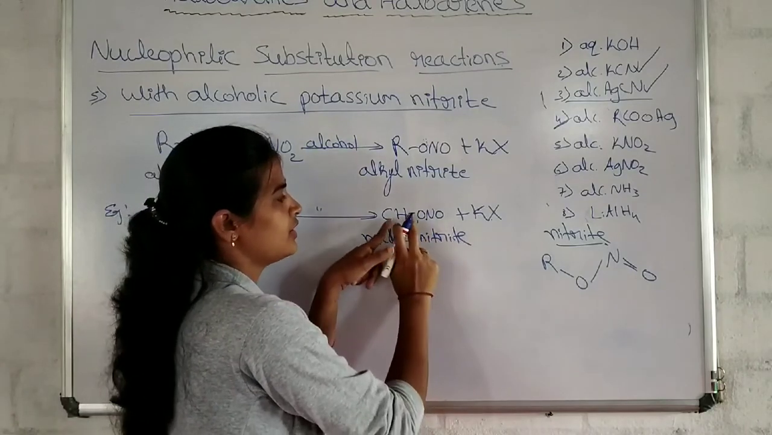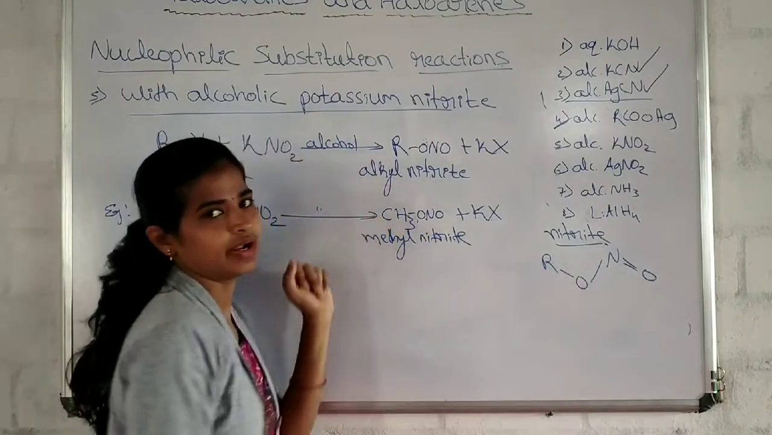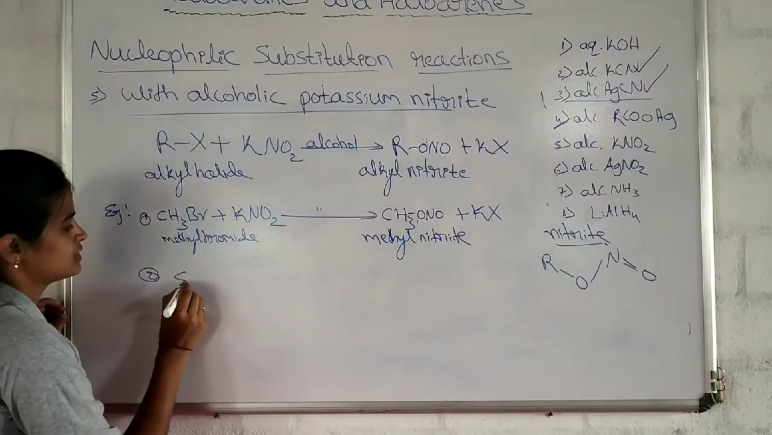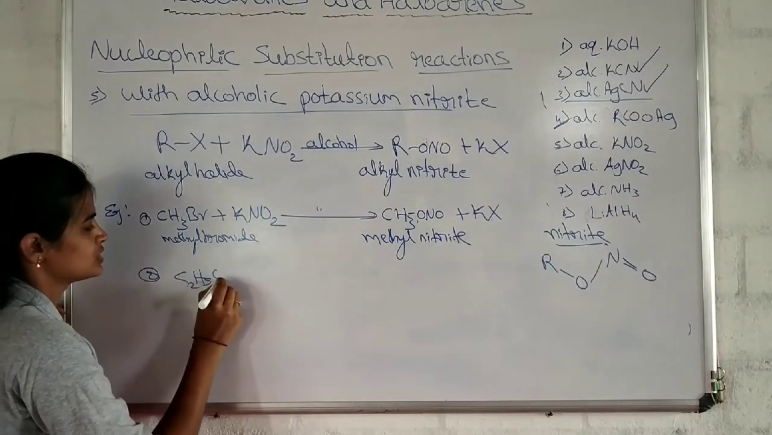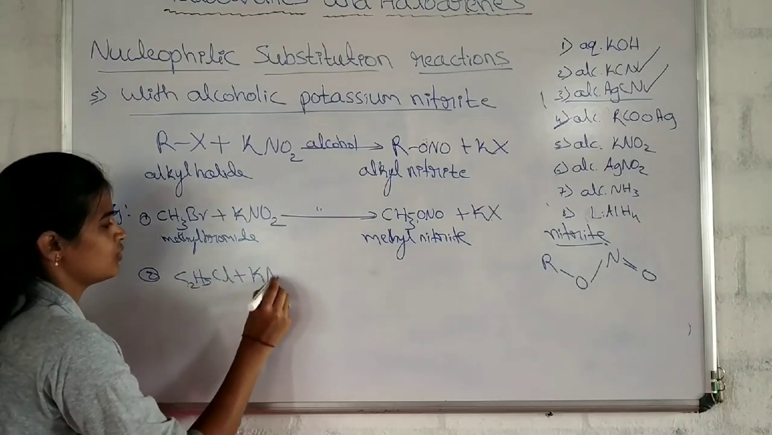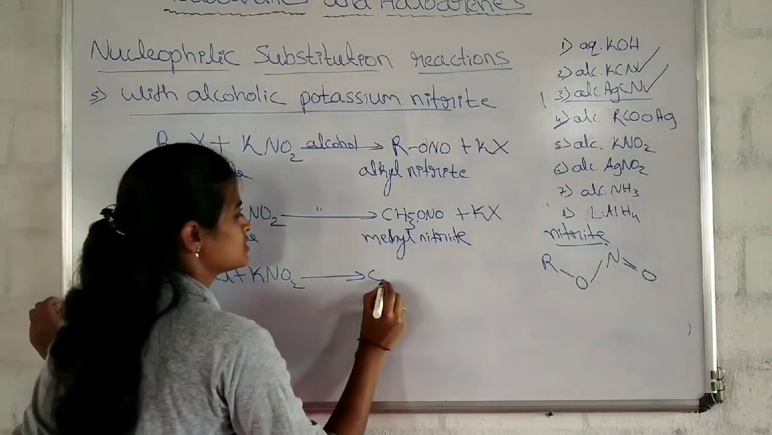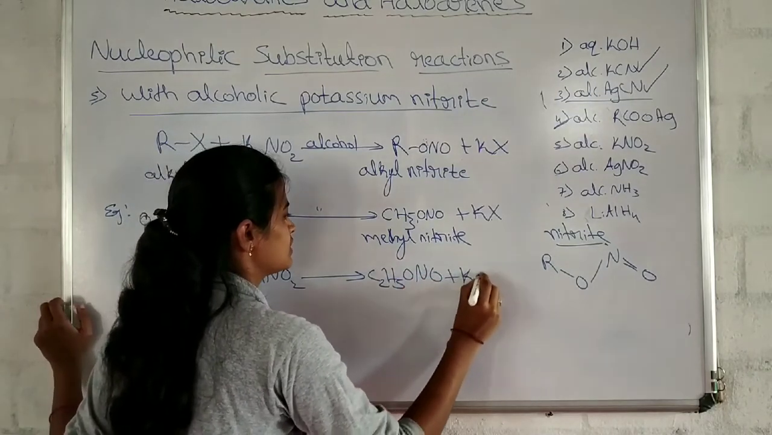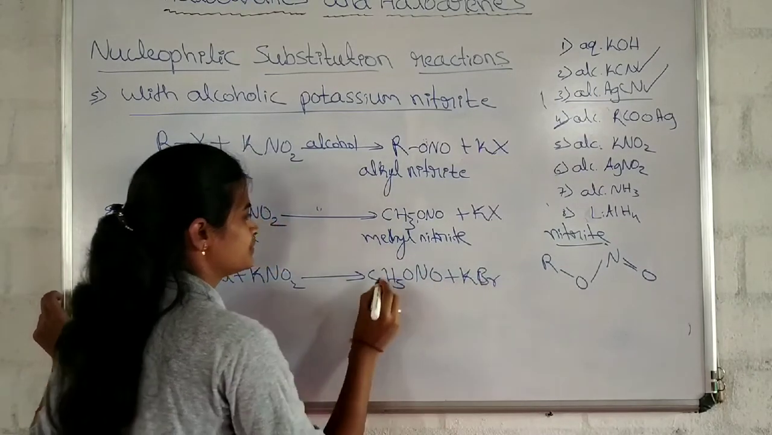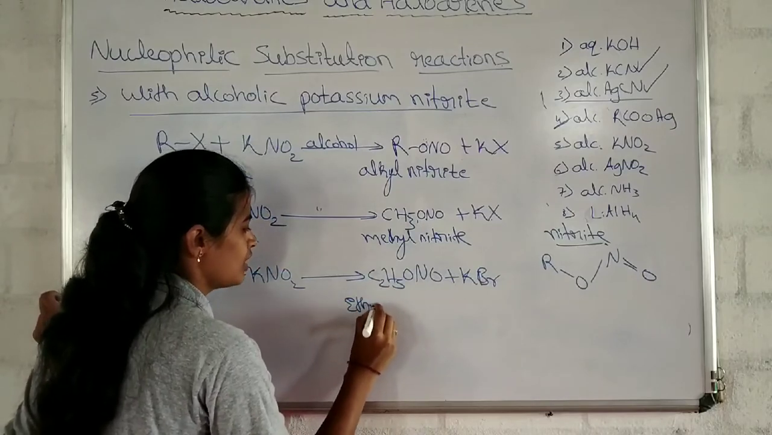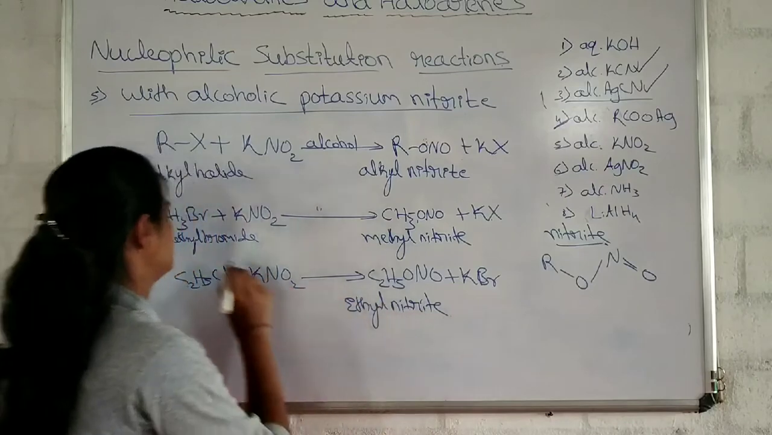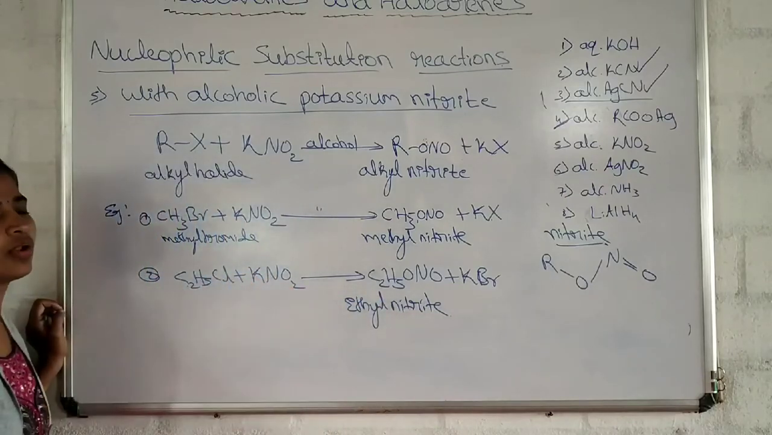In the nitrite, oxygen is bonded to the carbon atom. Second example: C2H5Cl plus KNO2 gives C2H5ONO plus KCl. It is ethyl nitrite.